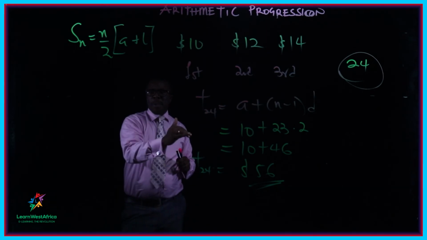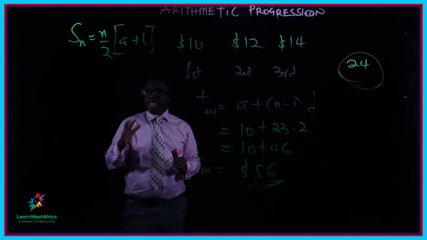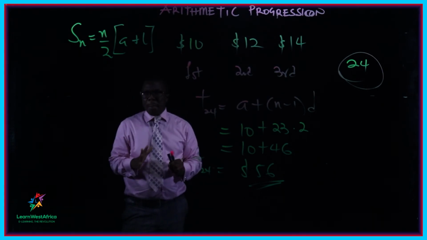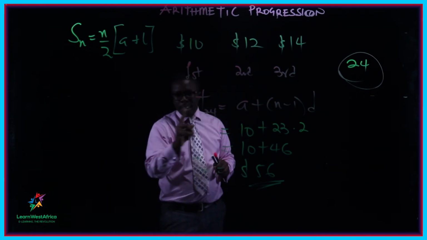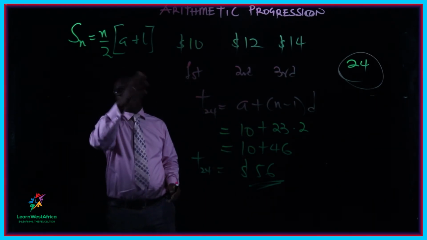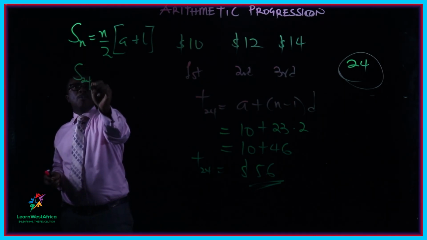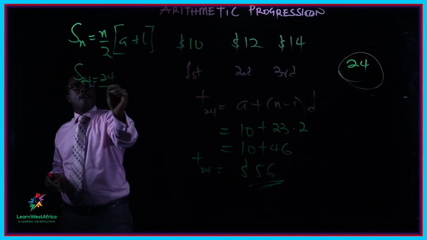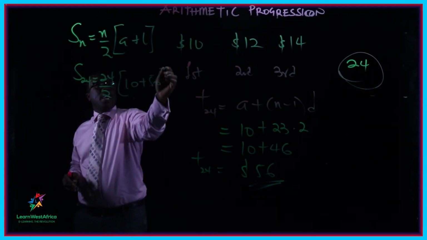It is obvious because we know the last term. Remember that the first part helped us find the amount of money that she's going to pay in her final month. That's the last term, 56. So on the 24th month, she's going to pay 56. And there are 24 months in there. And her first payment was $10. So our S24 will be 24 over 2, then 10 plus 56.